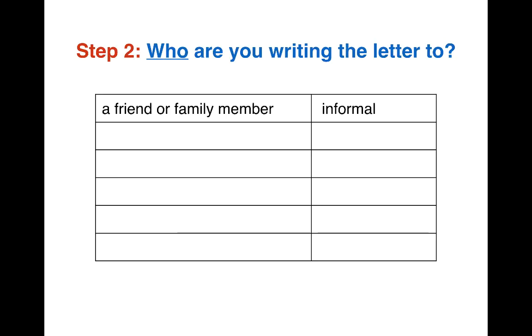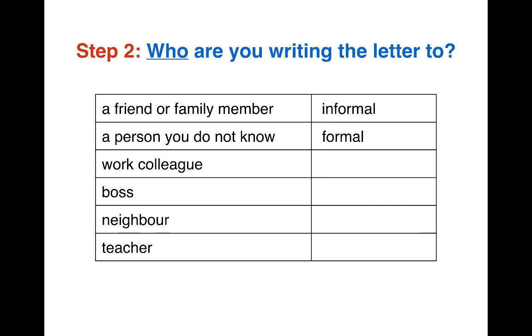Well, if it's a friend or family member, it's always going to be an informal letter. On the other hand, if you're writing to somebody you don't know, a person you do not know, it's going to be a formal letter that you need. However, look at these 4 people, work colleague, boss, neighbour, teacher. It's not so clear. In some situations you might write to a work colleague, boss, neighbour or teacher in a formal way. In other situations you might write to one of these people in an informal way. It depends. So then we have to look at the next thing.